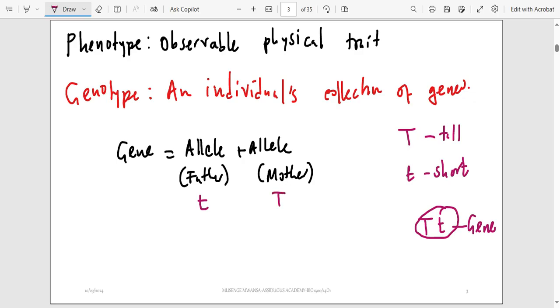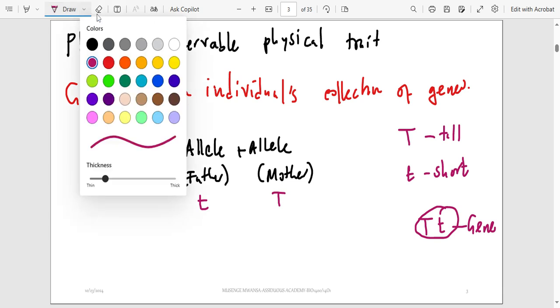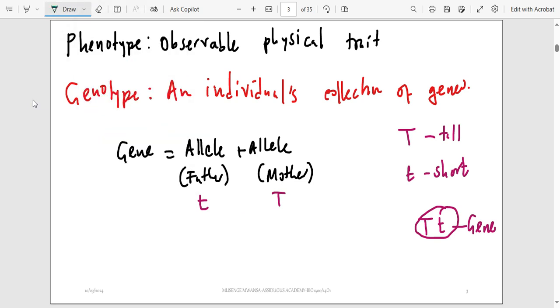So when I combine this, because I've got a capital T and a small t, I'm going to be tall because big T is capital. But if someone has got both t's being small, such a one is going to be short because they only have recessive alleles.